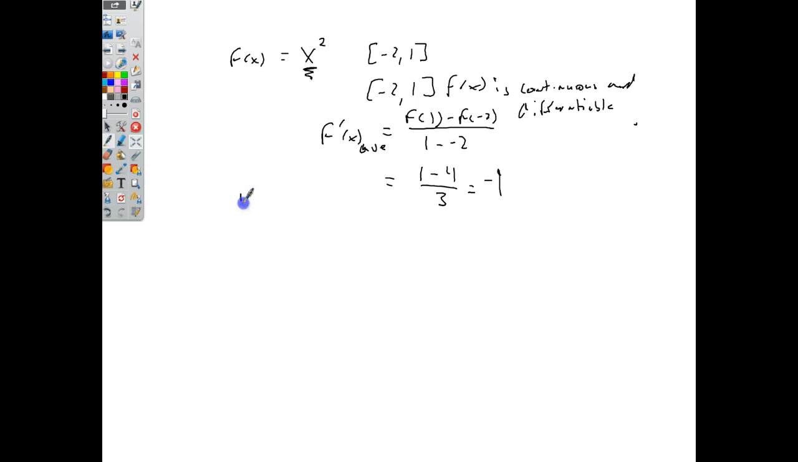I would take the derivative. F prime of x equals 2x, right? Plug in -1, I get 2x equals -1. Where does it happen? At x equals -1/2. And where's that point going to appear? Somewhere between -2 and 1, which it does. Ta-da! Make sense?